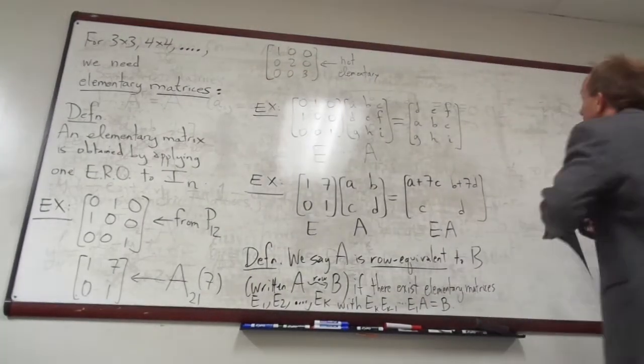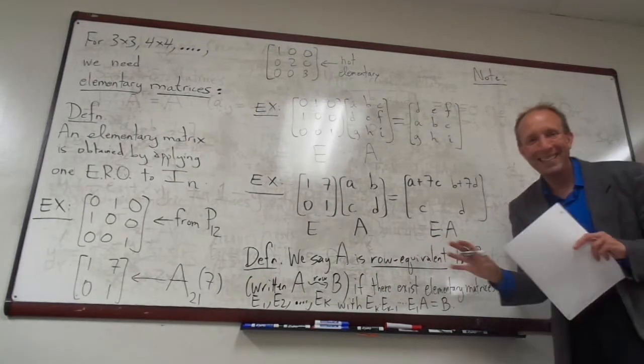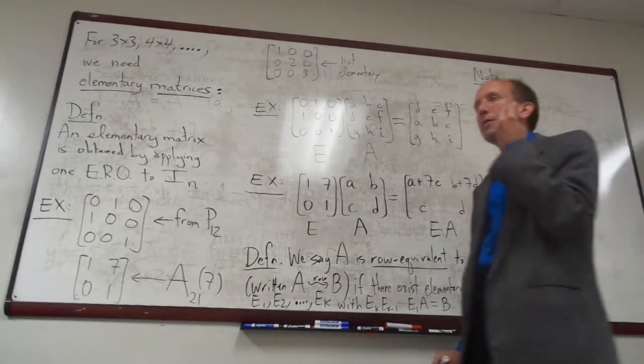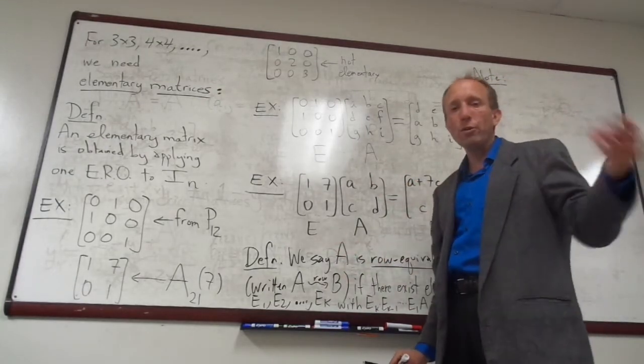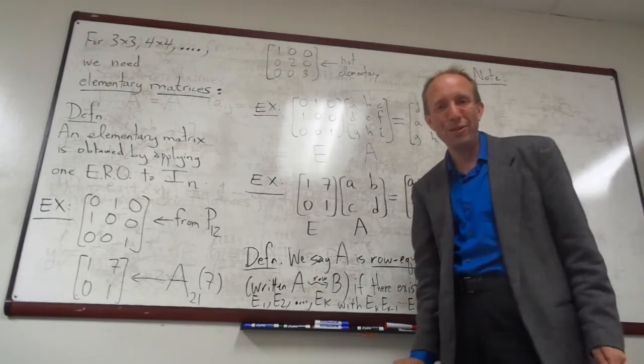So now here's an interesting note, if that makes sense to you guys. Hopefully that makes sense. It's simpler than the definition reads. It just says start with a matrix, do some EROs to it, and you end up with another matrix that is row equivalent to whatever you started with.